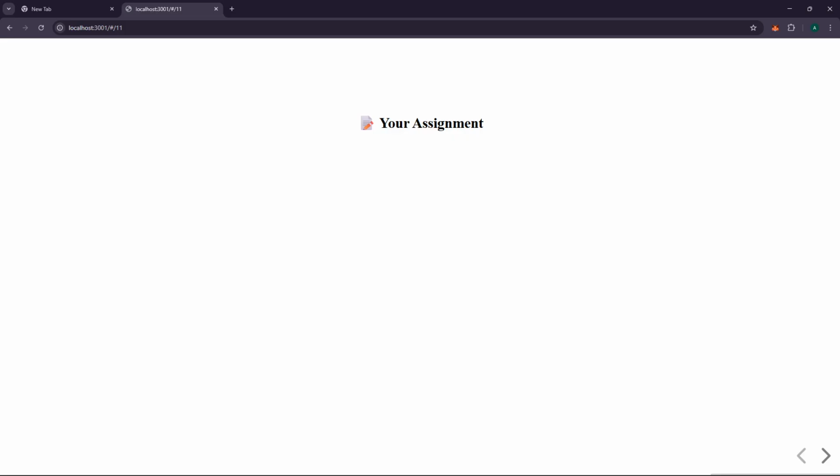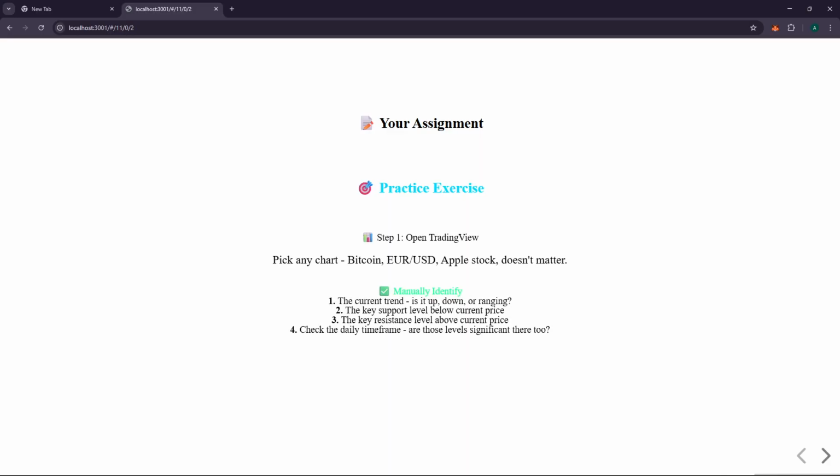Here's what I want you to do. Open your TradingView, pick any chart, Bitcoin, EUR/USD, Apple stock, doesn't matter, and manually identify the current trend. Is it up, down, or ranging? Second, the key support level below current price. And third, the key resistance level above current price. And check the daily time frame. Are those levels significant there too? Draw those levels on your chart and take a screenshot. This is practice. The more you do this, the faster you'll recognize these patterns automatically.